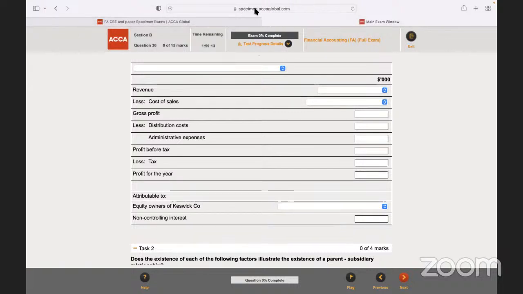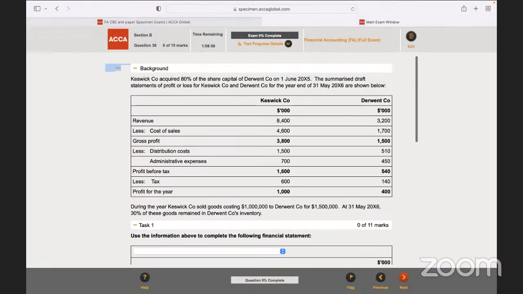This is the question which I found from the CBE specimen exam. When you go to Google and type ACCA CBE mock exams or specimen exams, you will get this. It's accessible to everyone. It's on the ACCA website. So let's check and see the question they have asked. We'll try to do this one together.